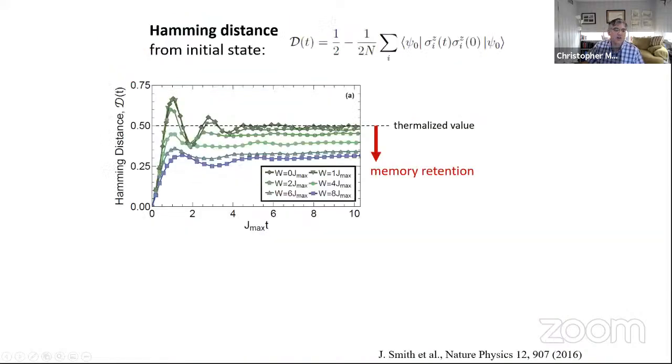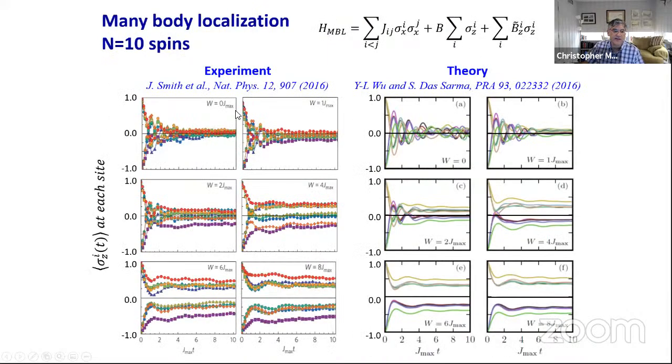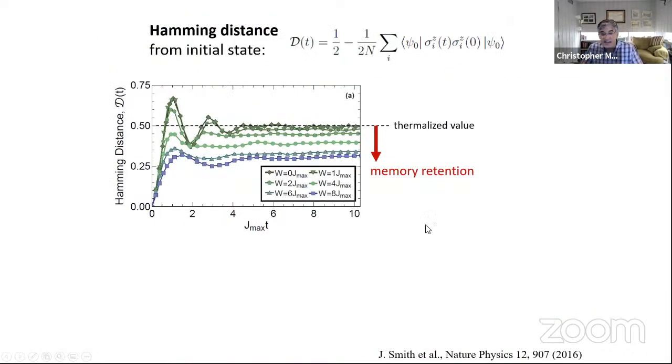Now, instead of plotting for different values of W these entire curves in time, we're going to plot the Hamming distance, that is the distance from the initial state as a function of time. At zero time, you are in your initial state, so there is no distance. Hamming distance is basically the number of positions where the spin has flipped, scaled to the number of spins, so it varies between 0 and 1. If it's thermal, it should be a half, because half of the spins are up, half are down. It's an unbiased state.